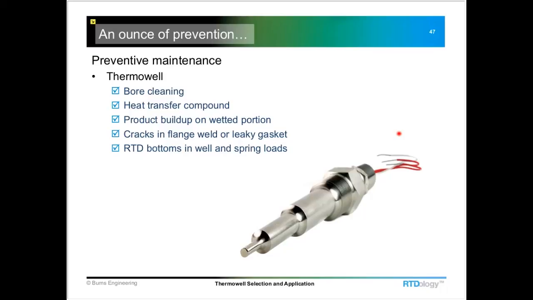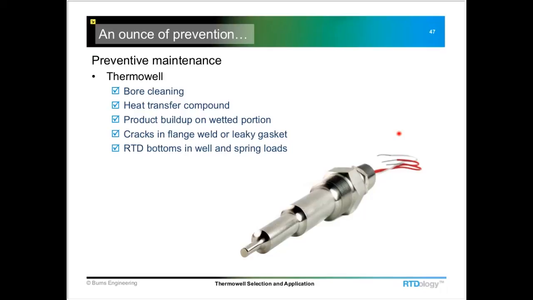Time response became a bit of an issue with that particular application. The Thermowell was strong enough to withstand that flow, but then the separable RTD or a thermocouple just wasn't fast enough to provide for that particular process. So we ended up going with that direct immersion style sensor.